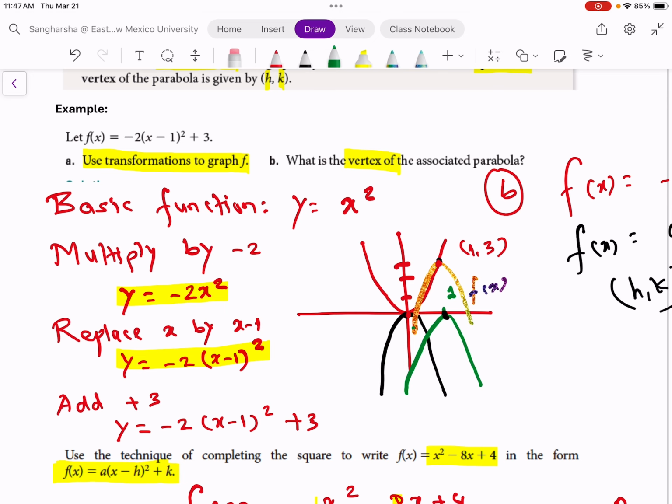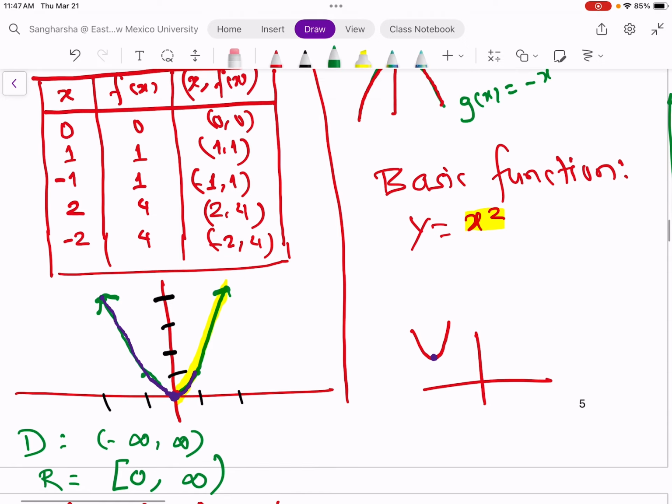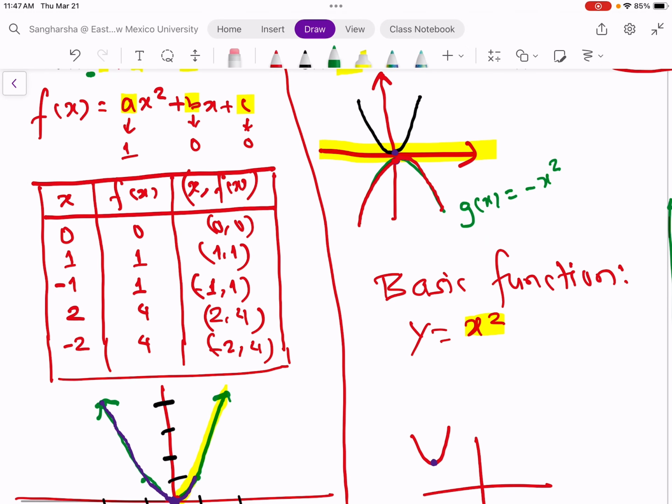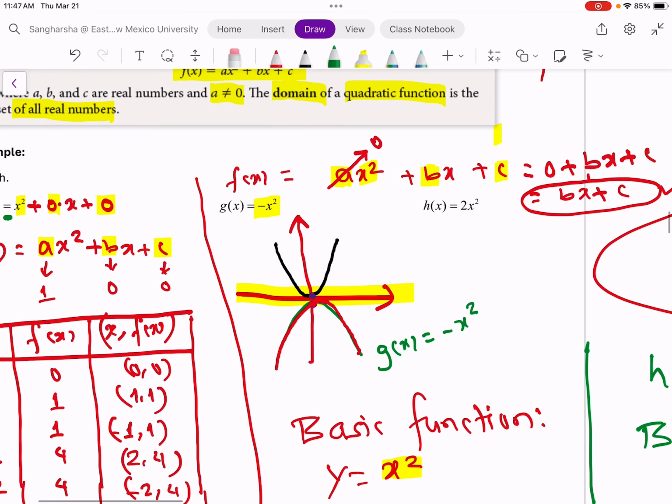Similarly, here our coefficient is positive, so the parabola opens up. Here we have the coefficient negative, so our final graph opens down. So the coefficient of the square term tells us whether the parabola opens down or up. If it's positive, it opens up. If it's negative, it opens down.